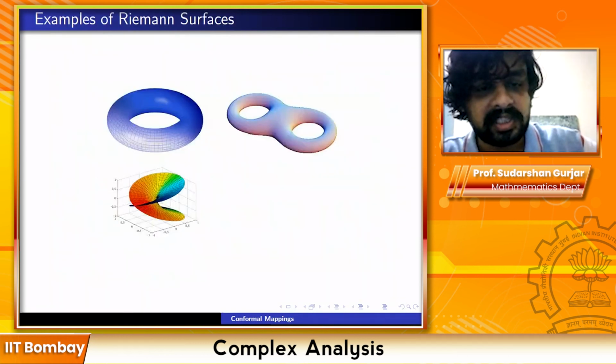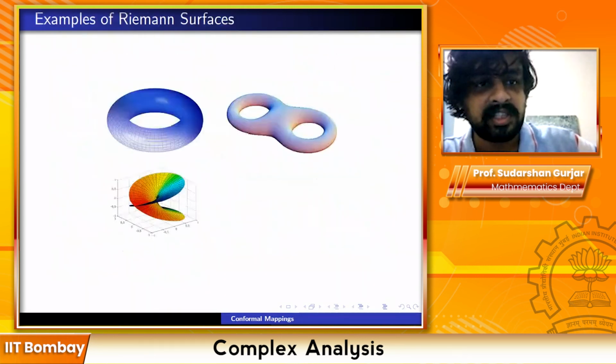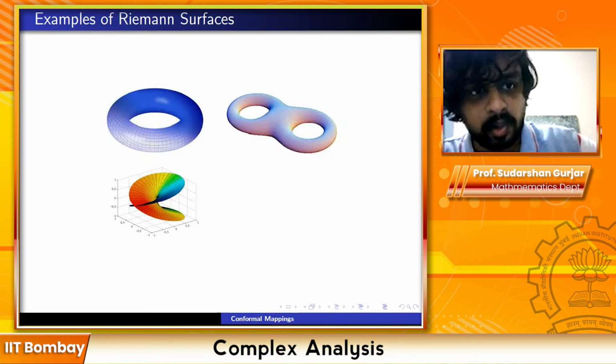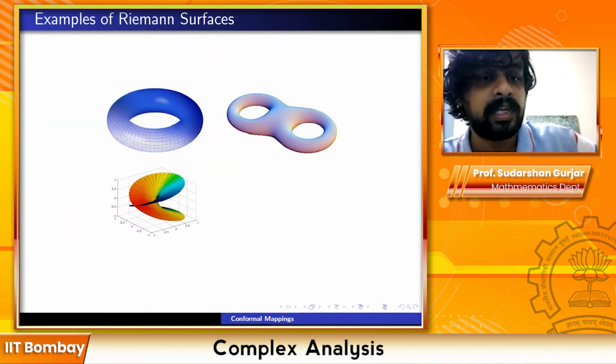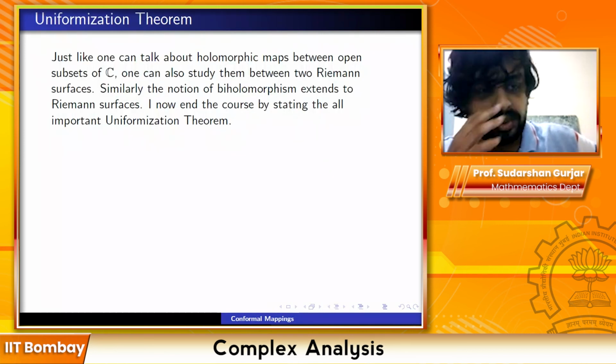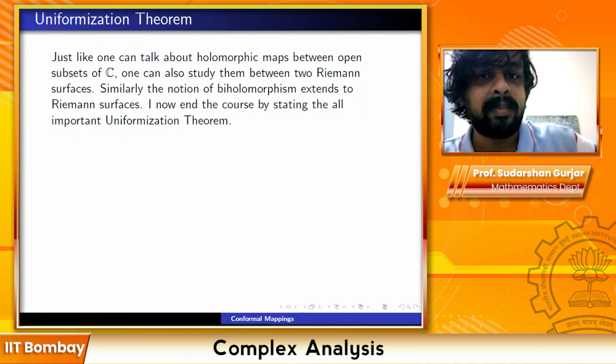Okay, so this is what a Riemann surface is, very roughly. Just think of it as a more complicated two-dimensional surface which is locally like an open subset of C, and on which one can do complex analysis. This would be the naive explanation for Riemann surfaces. So just like one can talk about holomorphic maps between open subsets of C, one can also study them between two Riemann surfaces. Similarly, the notion of biholomorphism extends to Riemann surfaces.